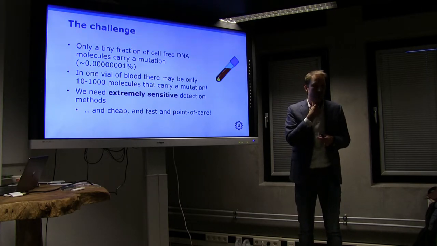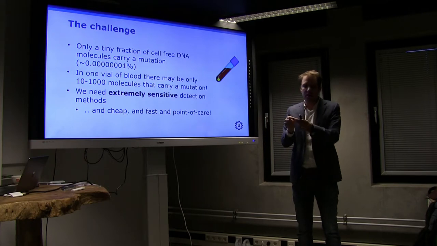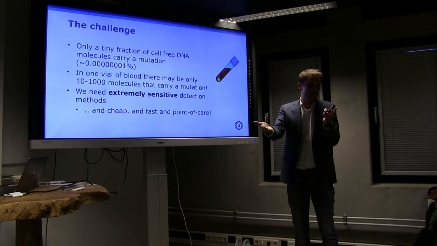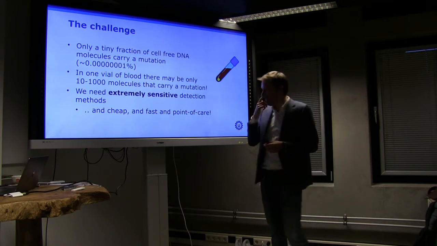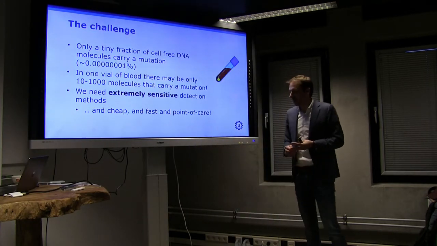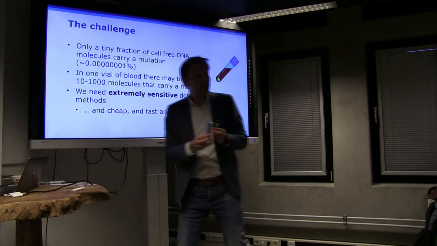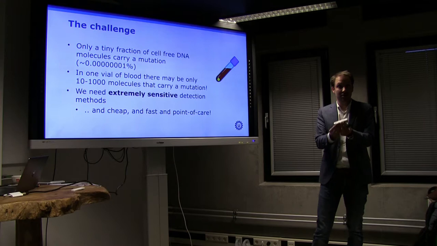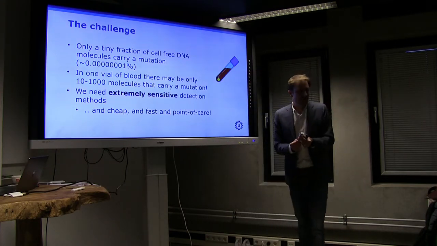Extremely sensitive, because if we make a mistake, so if we read an A and it was in fact a C, we think that there is a mutation, but there is no mutation. So we need to be extremely sensitive. And, of course, preferably also cheap and fast and point of care. Well, this machine potentially promises to deliver point of care. It's small, it's cheap, and it's fast. Sensitivity is a bit of a problem.